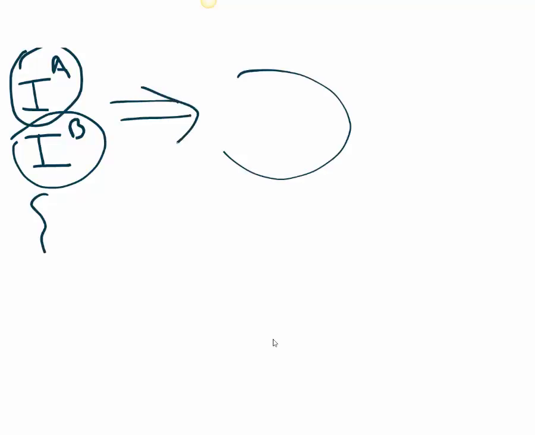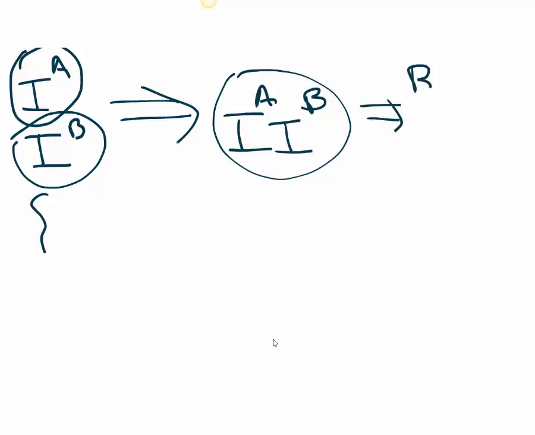So if a sperm contains B and it fertilizes an egg that contains A, the resulting zygote is going to be IA, IB. So one is not dominant or the other. So that person is going to be blood type AB. So we always have two alleles. So A and B are possible alleles.